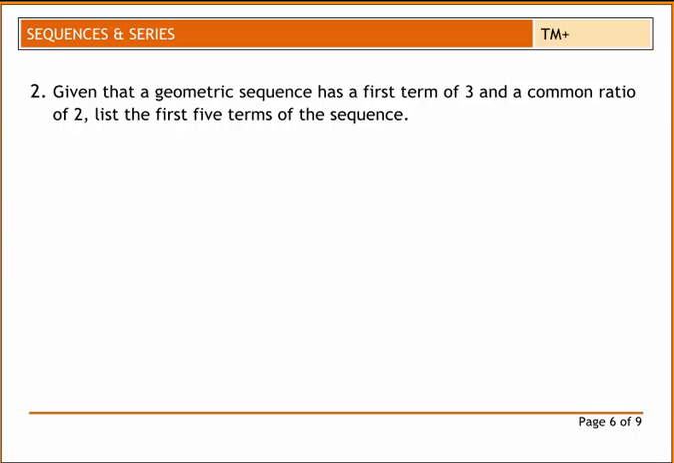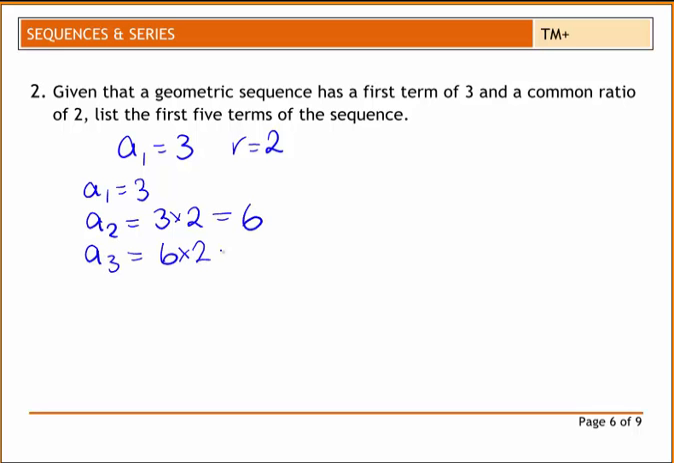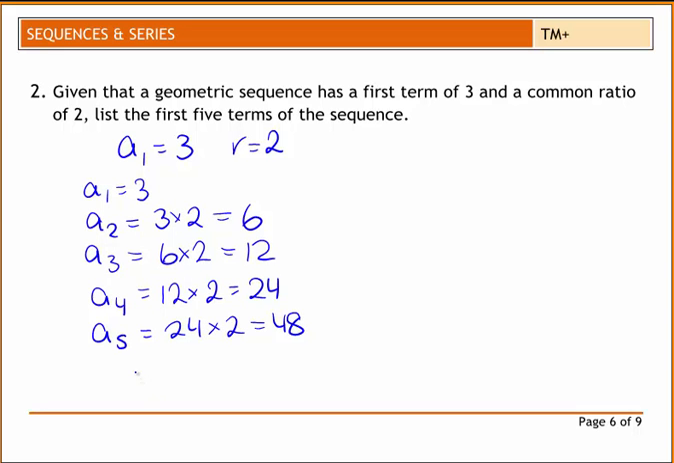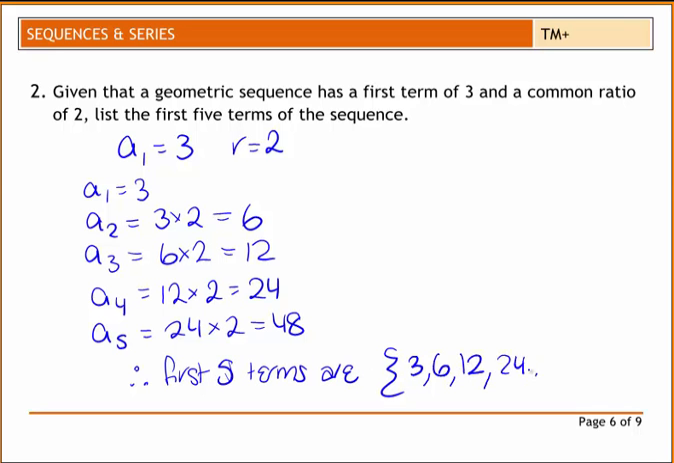Next, given that a geometric sequence has a first term of 3 and a common ratio of 2, list the first 5 terms of the sequence. So a1 equals 3, r equals 2. So let's list them. a1 is 3, a2 is going to be 3 times 2 is 6, a3 is going to be 6 times 2 is 12, a4 is going to be 12 times 2, which is 24, and a5 is going to be 24 times 2, which is 48. So therefore, the first 5 terms are 3, 6, 12, 24, 48.